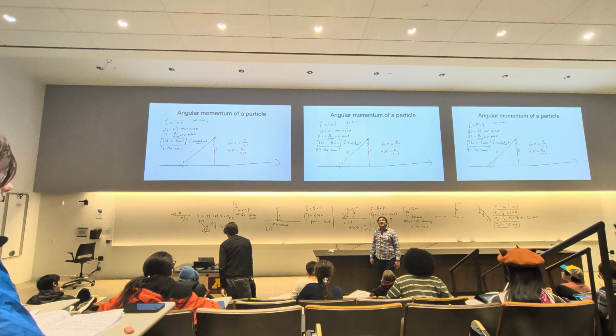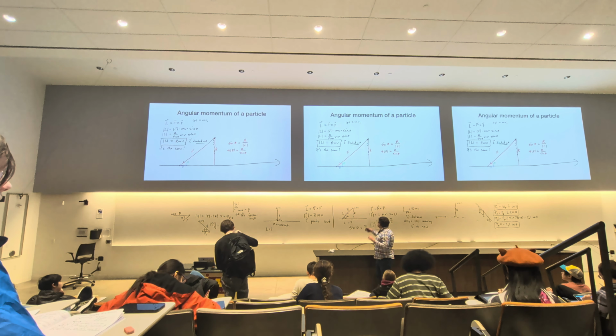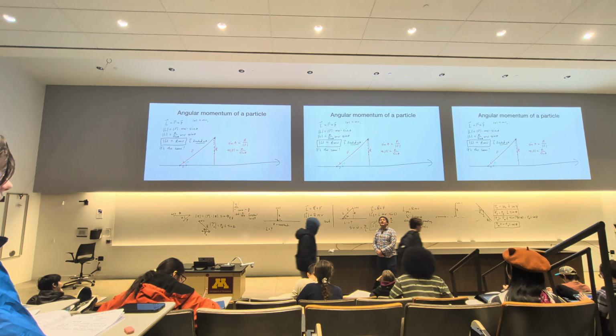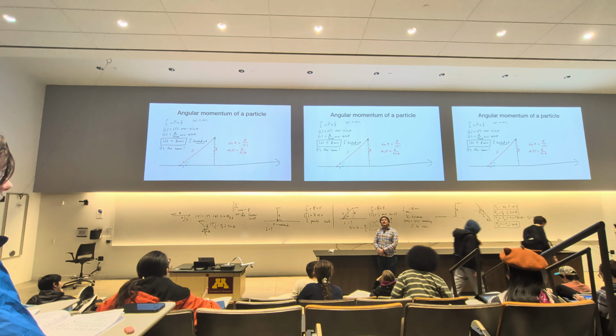I meant which way is out in the graph. Oh, which way is out? It's pointing from the axis to the place where the velocity appears. Okay.